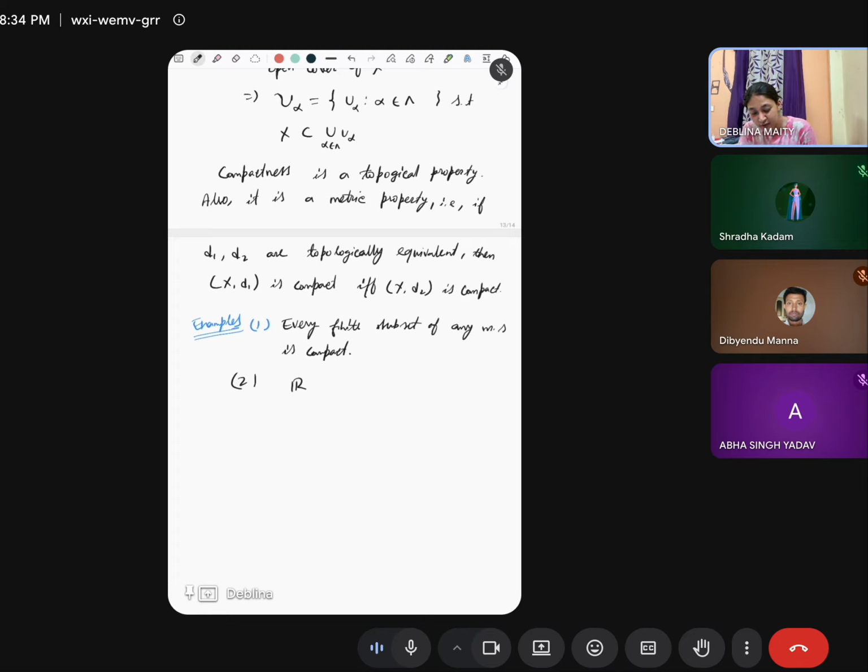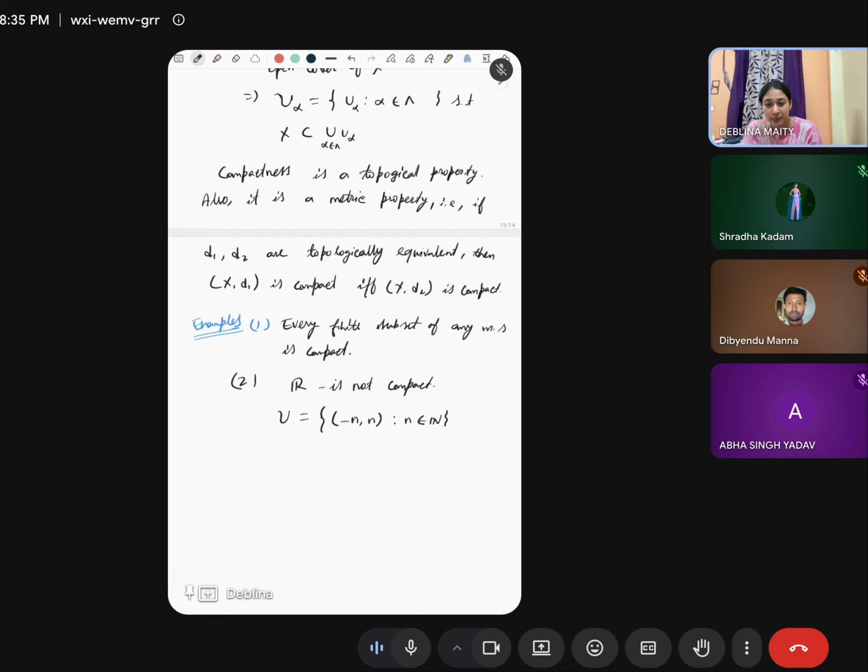So R is not compact. Why? There must be some open cover which does not have a finite subcover, right? So take this open cover U of intervals (-n, n), where n belongs to the natural numbers. Now the union of these intervals covers the whole of R, so this is an open cover of R, right?